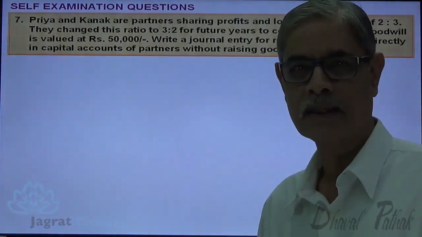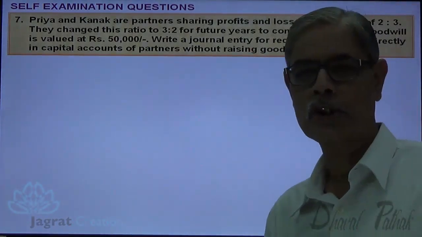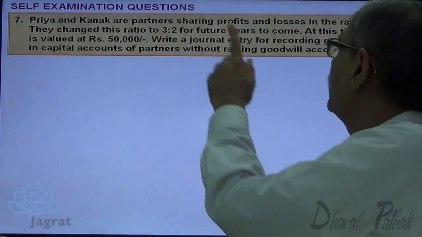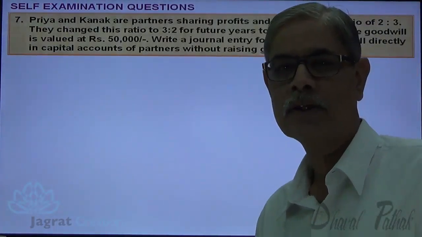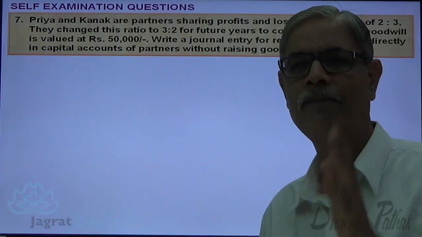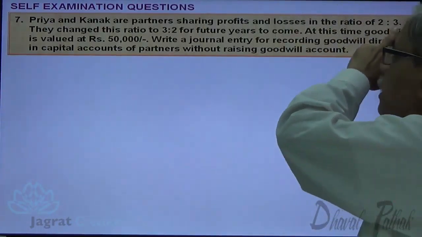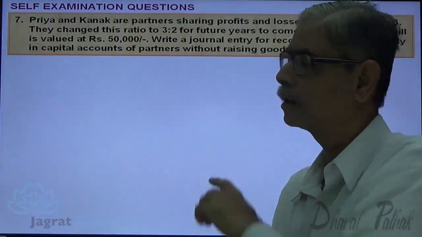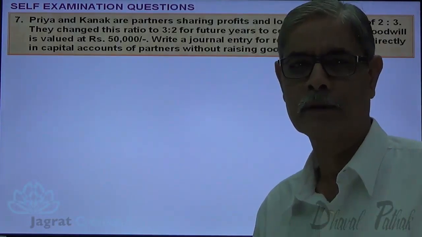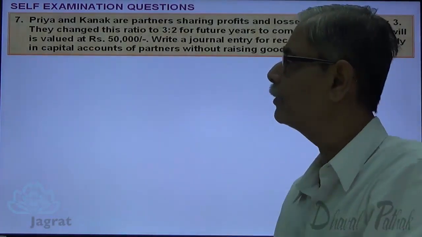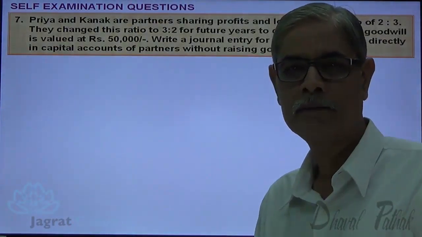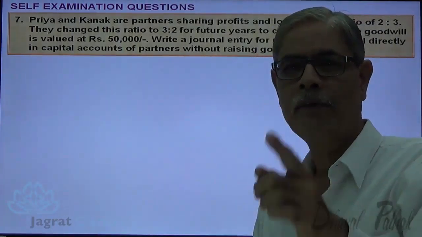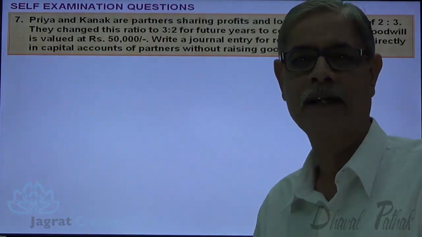Now this is a very simple sum. The old ratio was 2:3, total was 5. New ratio is 3:2, total is 5. So share of Priya was 2/5. Now the share of Priya is 3/5. She gained 1/5 share. Share of Kanak was 3/5. New share of Kanak is 2/5. So the sacrifice by Kanak is also 1/5. 3/5 minus 2/5, 1/5. So Kanak sacrificed 1/5. Priya gained 1/5. Total value of goodwill is 50,000. 50,000 into 1/5, 10,000 is the adjustment amount.